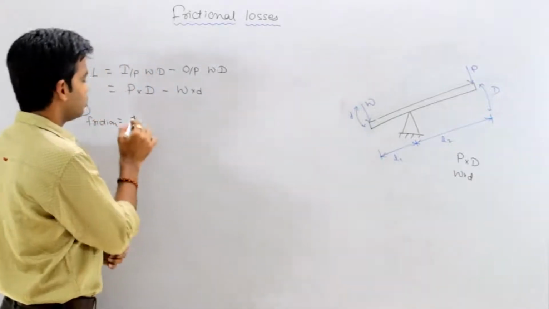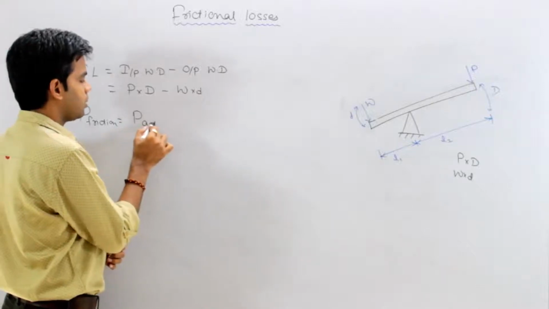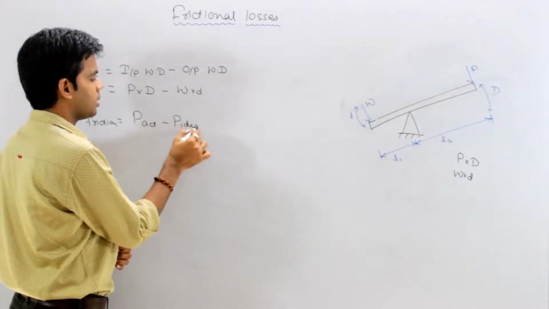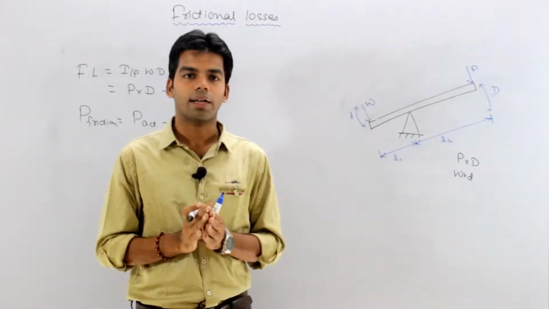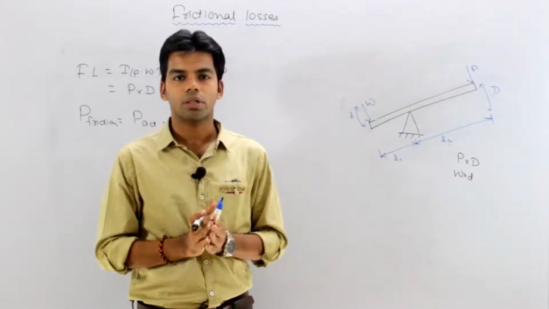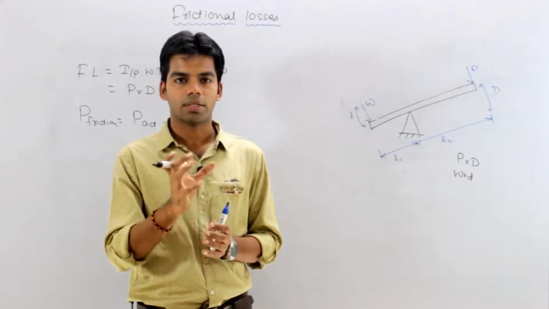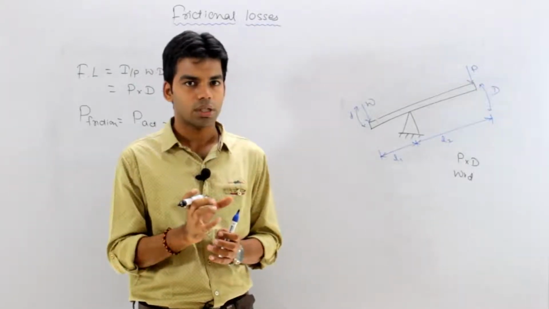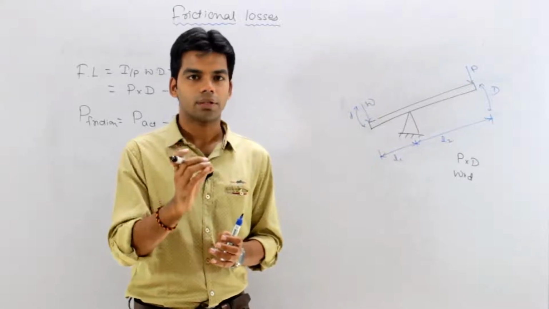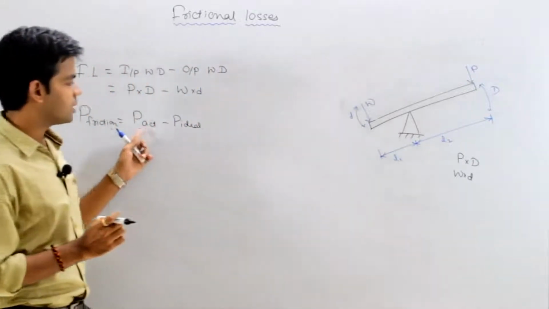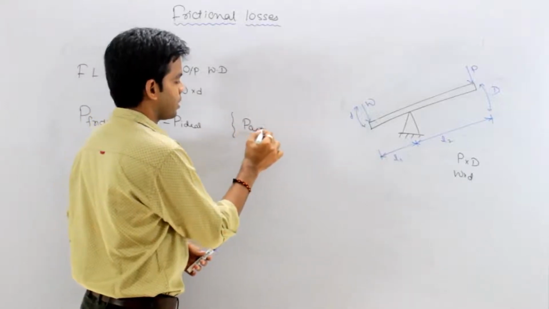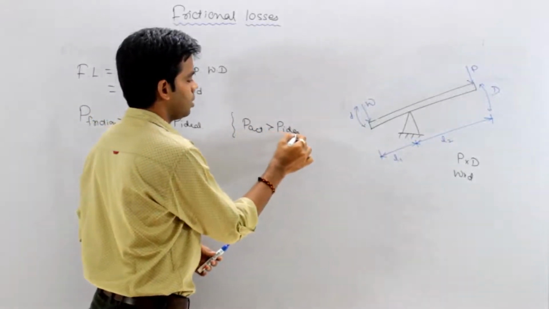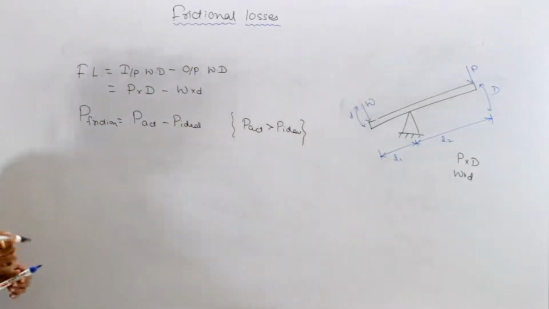So this will be equal to P actual minus P ideal. Why is this P actual minus P ideal? Because actual effort required will be more as compared to the ideal effort. Okay, because some amount of effort is getting lost in the friction, so I will have to apply more effort. So actual effort is obviously greater, P actual is greater than P ideal. Okay, so the difference between P actual and P ideal is nothing but the P friction.